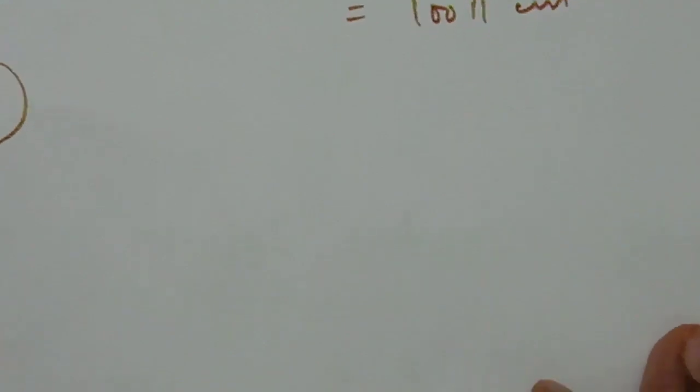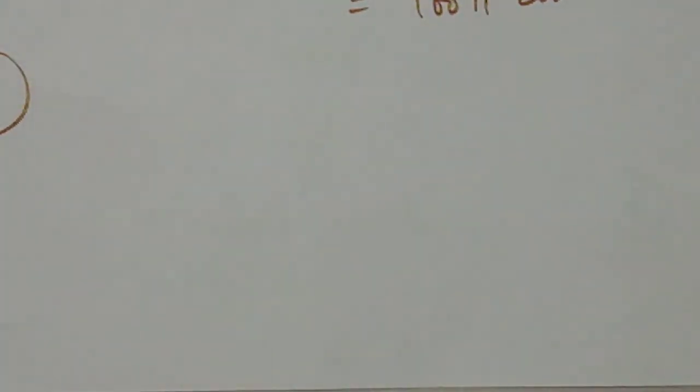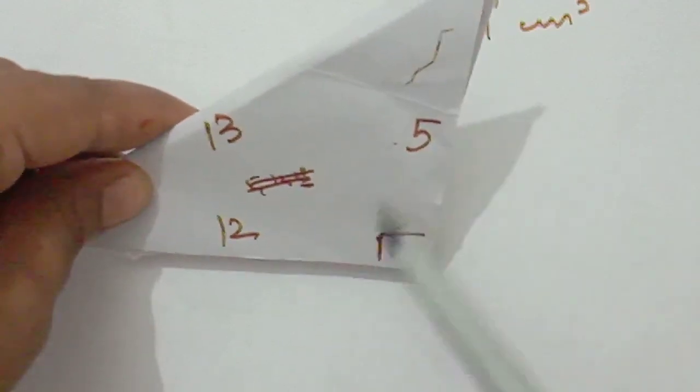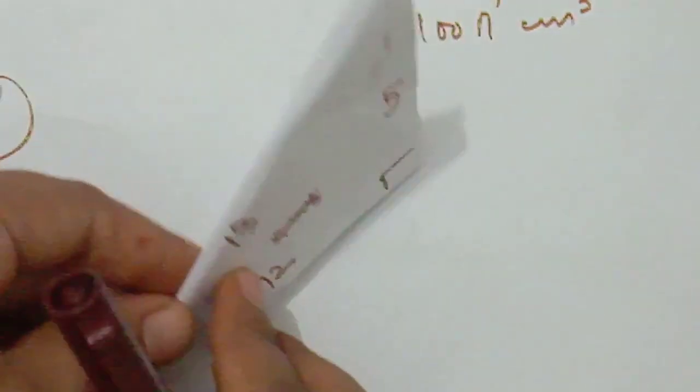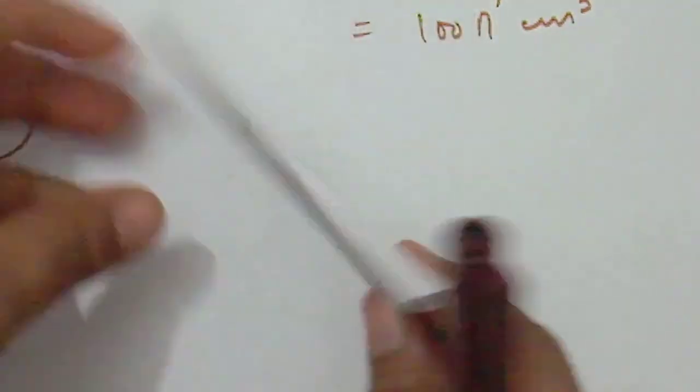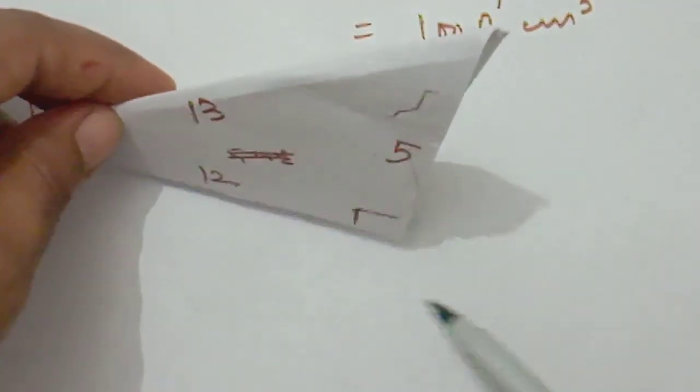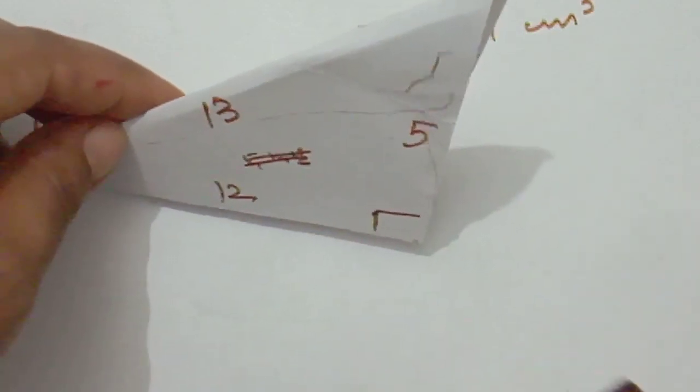In this question the measurements are the same, but a little thing is changed: he said the triangle is revolved around the 5 centimeter side. Then find the ratio of the volume of the two solids obtained in question number 7 as well as in question number 8. So it is revolved like this, and now the height is 5 centimeter, the radius is 12 centimeter, and the slant height is again 13 centimeter.